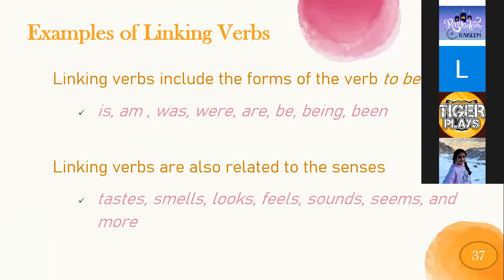What are these linking verbs? The linking verbs are the verb to be in all its forms: am, is, are, was, were, be, being, been. These are the linking verbs. And also the verbs that do not have actions, in other words, that are related to the senses, are called linking verbs: taste, smells, looks, feels, sounds, seems, and we still have more and more.